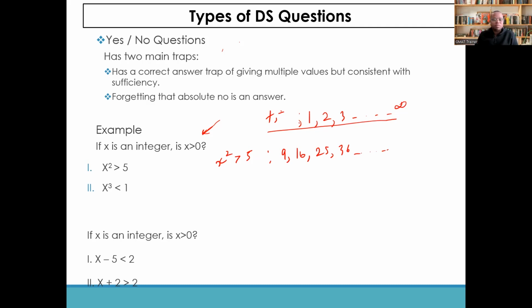So the question becomes, if x is an integer and x squared is greater than 5, then x squared can be 9, 16, 25, 36. What is the value of x? To get x, x will be equal to the root of x squared, which will be equal to the root of, let's say, 9 or the root of 16. What would be the values to this? Someone can type in the chat box. The root of 9.